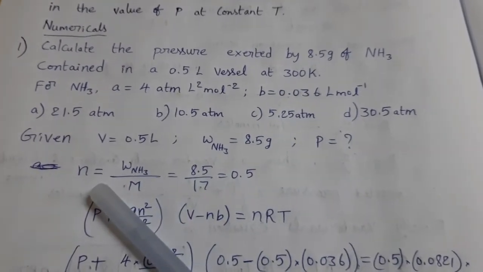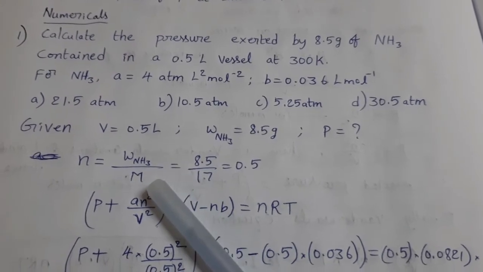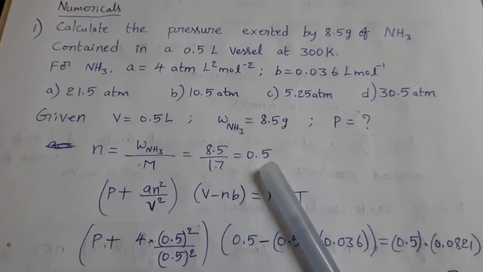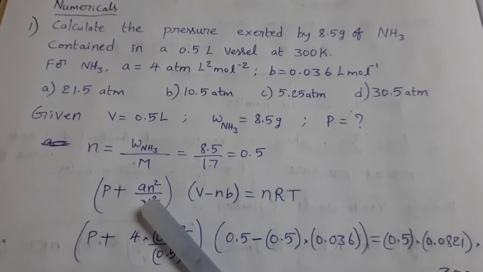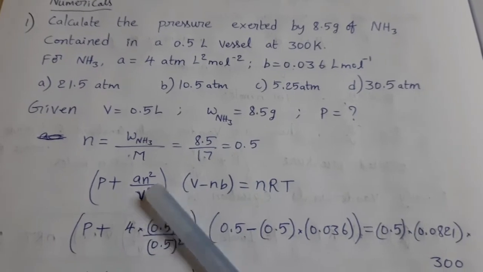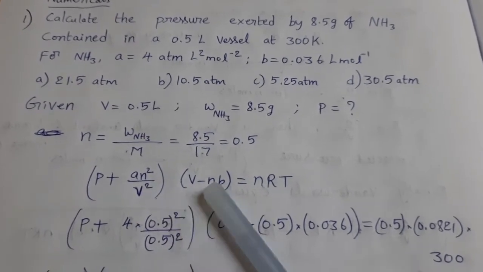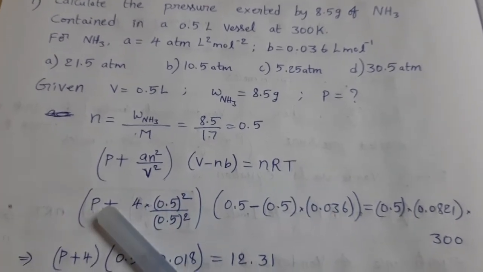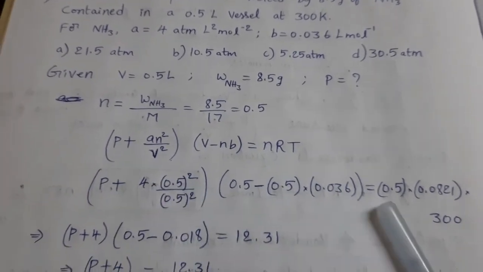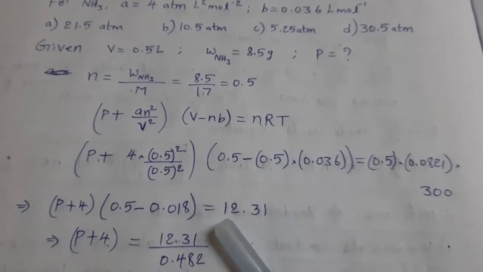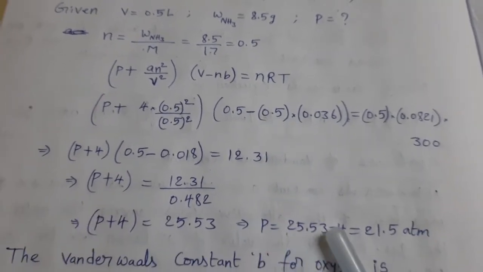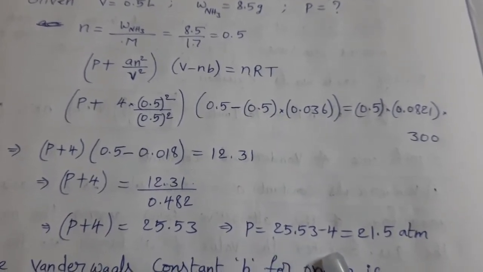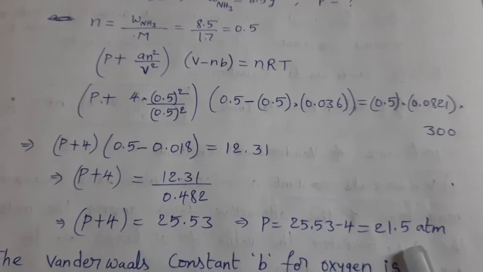So, calculate the number of moles: weight of ammonia divided by molar mass of ammonia, 8.5 divided by 17, that equals 0.5. So, the van der Waals equation of state is (P plus a n square by V square) into (V minus nb) equal to nRT. Pressure we have to find out. Substitute the remaining values, then we can get pressure. After doing the calculation, finally we get P equal to 21.5 atmosphere.